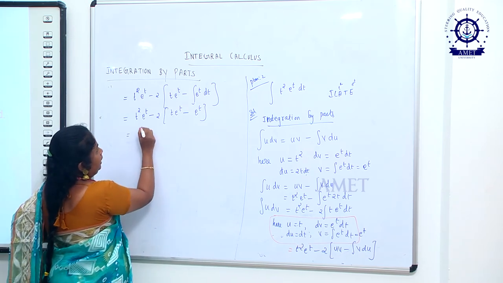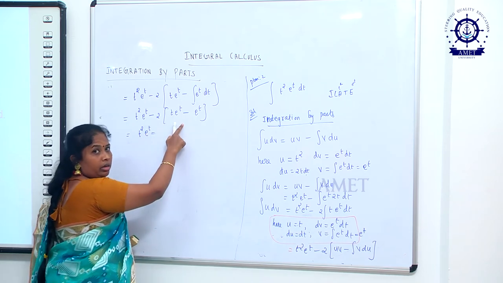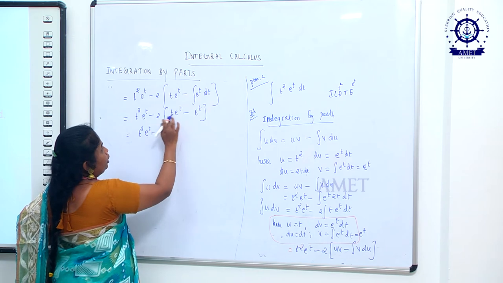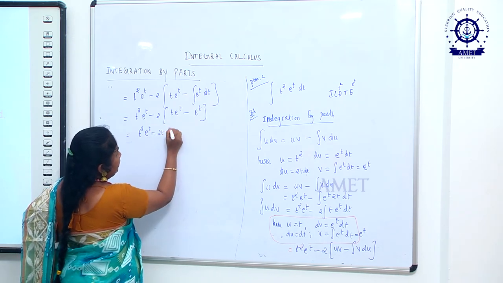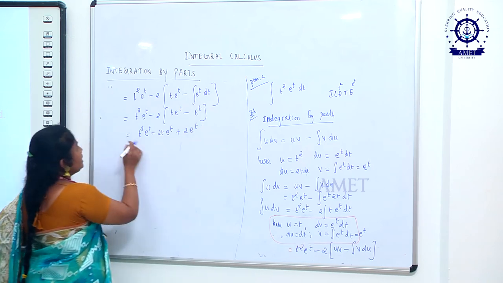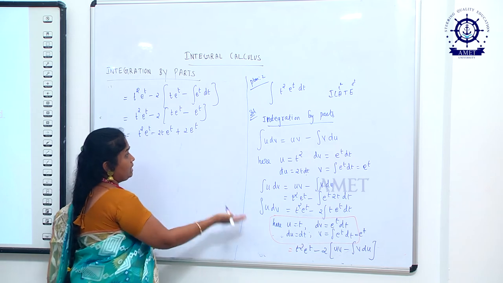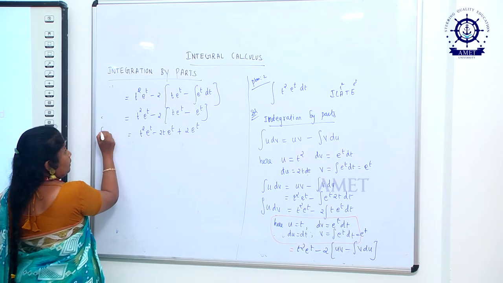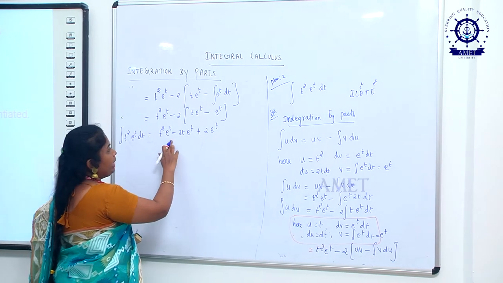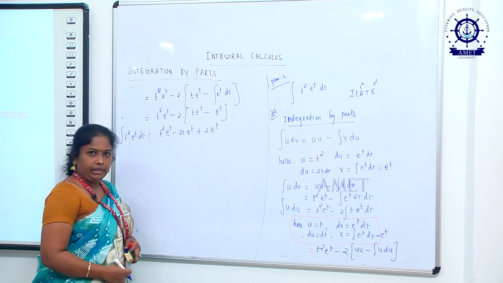Next step, t square e power t. This minus 2 is common for the inside of the bracket. So multiply inside: 2 into t e power t, minus 2 times minus e power t gives plus 2 e power t. It is the answer. See, in the final step no integral appears, so it is the final answer. The answer for the integral of t square e power t dt is t square e power t minus 2 t e power t plus 2 e power t.